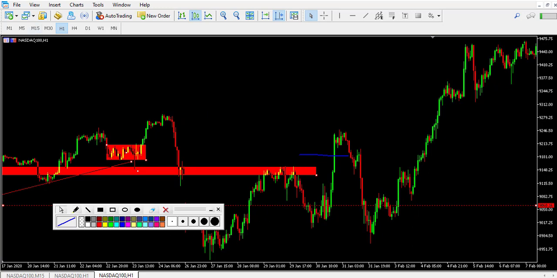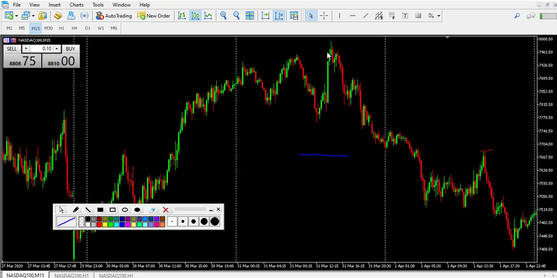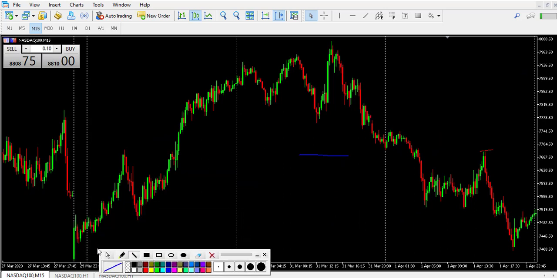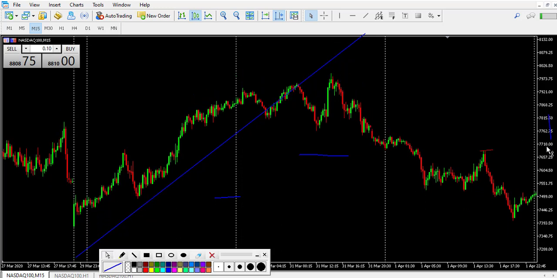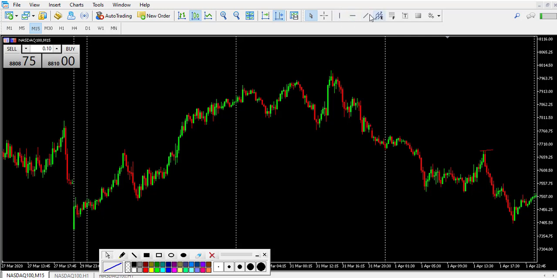Okay, so if I may, here is another example. Here you see the market is on an uptrend like this. Okay, if I may draw that trend line like that, let me undo this. So if I draw that trend line, you will see the market is on an uptrend like that.